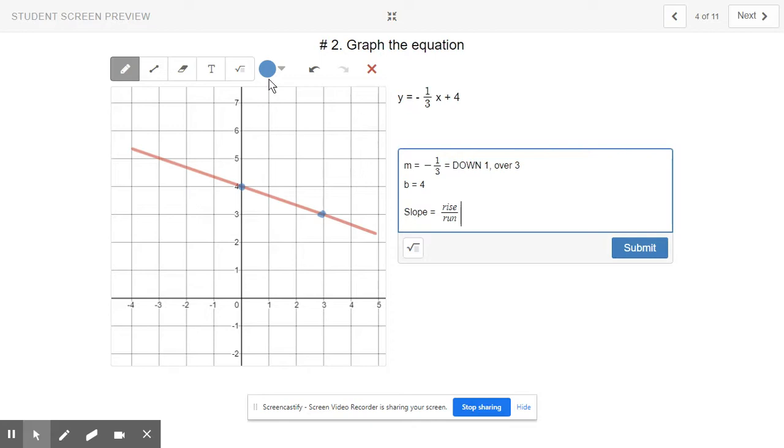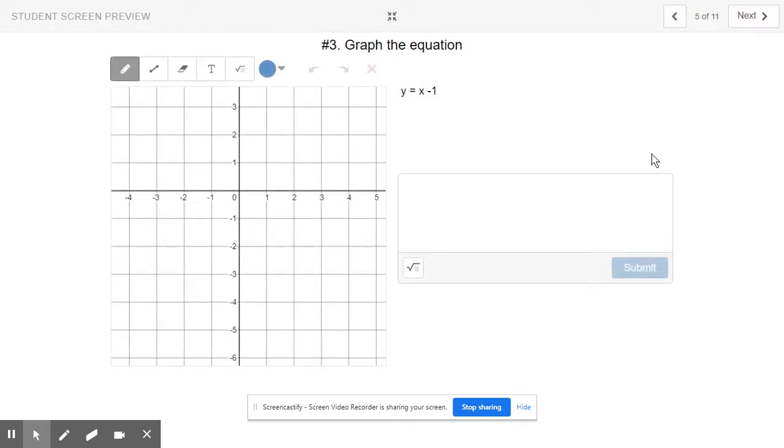All right, we can double check ourselves again. Notice that this line is going downhill, right? That's a good thing. We have a negative slope. If I do my triangle here, I notice that my rise is 1 and my run is 3. So -1/3 slope, and it's crossing at 4. That matches up with the equation I was given.